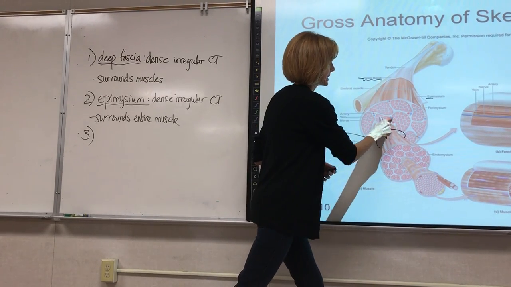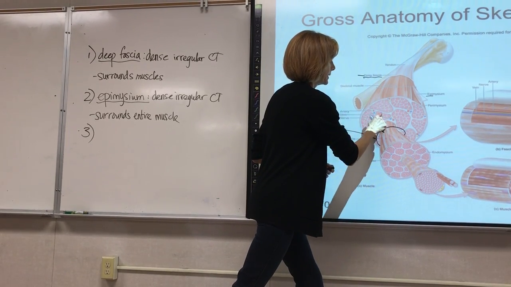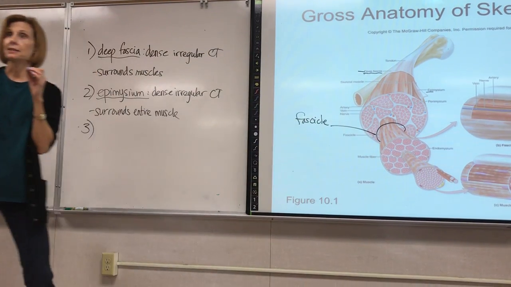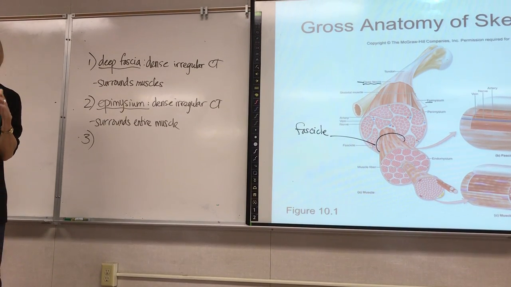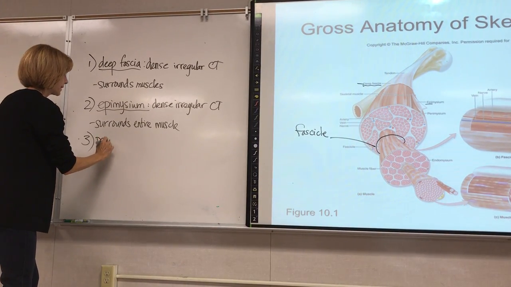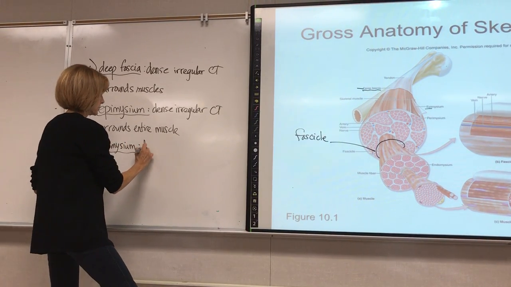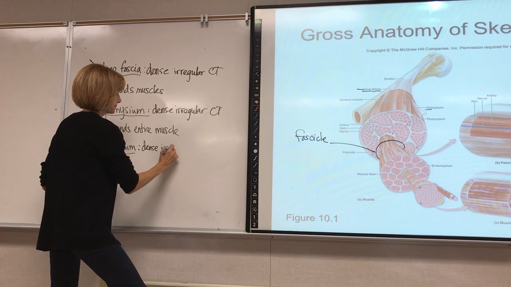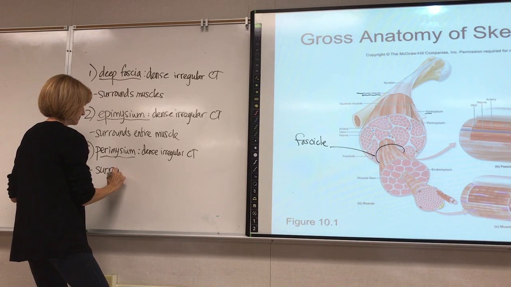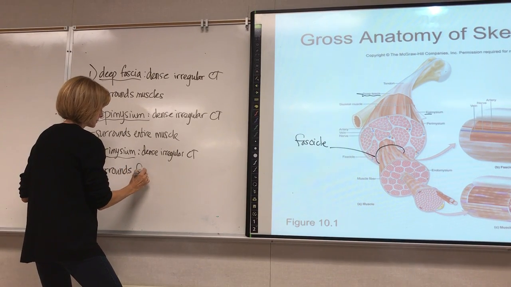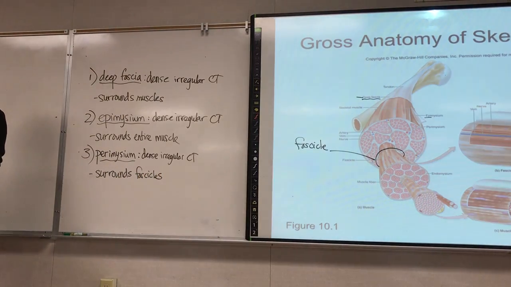Around the fascicles, you can see we have connective tissue surrounding them. It's actually the same type of tissue, dense irregular, but because it's in a different place, it has a different name. It is called the perimysium. So perimysium, still dense, irregular, surrounds the fascicles. And again, a fascicle is a bundle of muscle fibers.